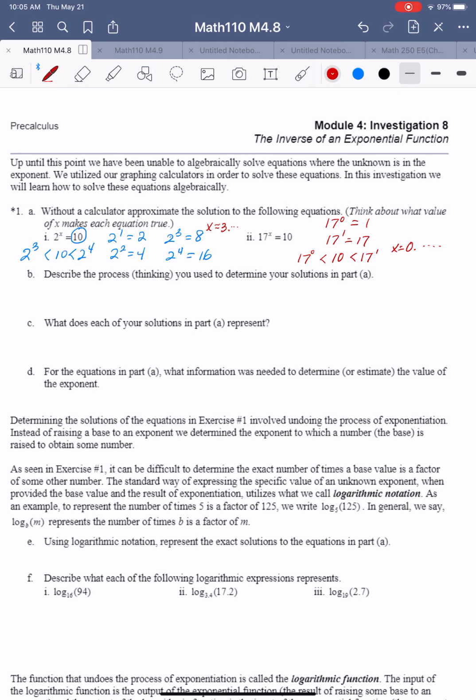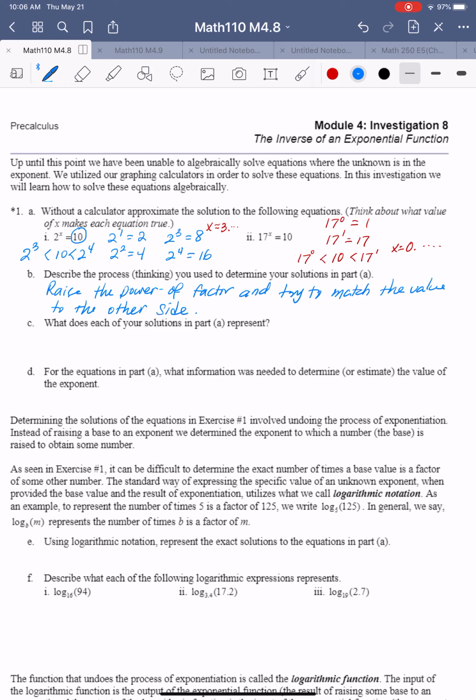B, describe the process you used to determine your solutions in part A. So what I did was I raised the base to powers of factors and tried to match the value to the other side here.